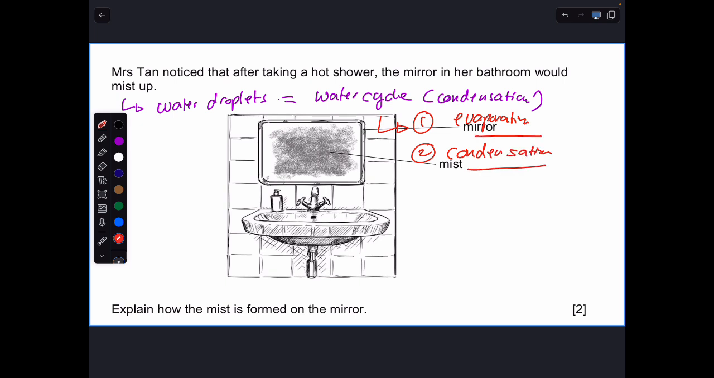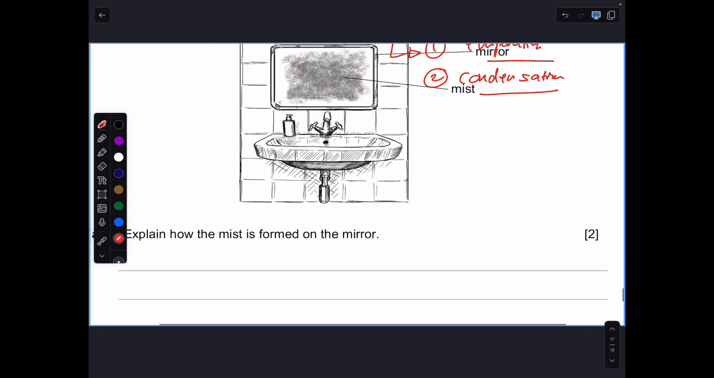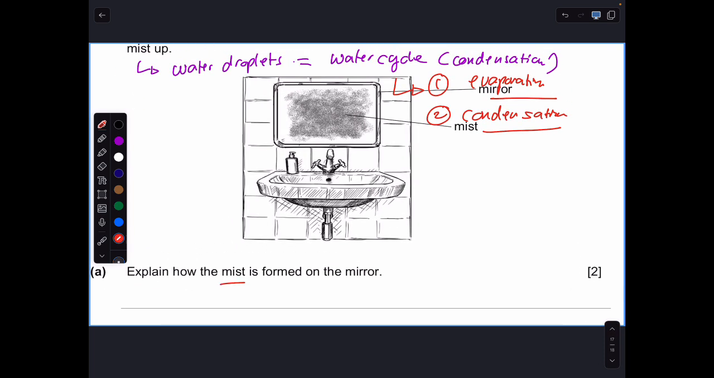It is driven by these two processes. Okay? So you have to talk about it, right? Now, explain how the mist is formed on the mirror. So mist is water droplet. And when I see water droplet, basically, I know that they're asking me for the condensation process.